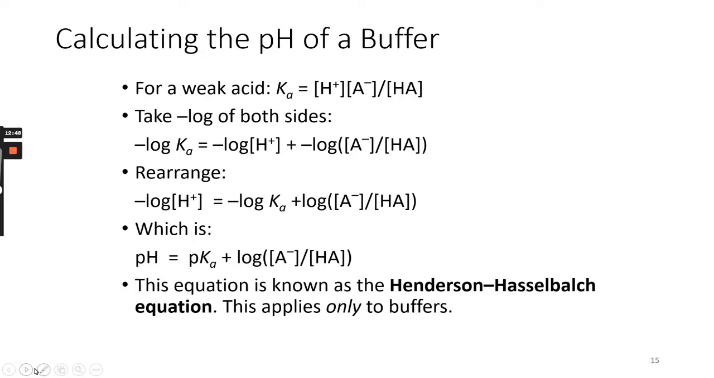So how do we calculate the pH of a buffer? If you remember correctly, our equilibrium constant Ka for the acid would be the hydronium concentration times your anion divided by your weak acid concentration. Okay, if we take the negative log of both sides and then rearrange it a little bit, we get this relationship down here, which is called the Henderson-Hasselbalch equation. And this only applies to buffers.